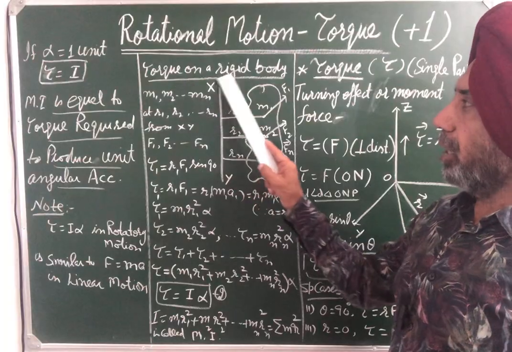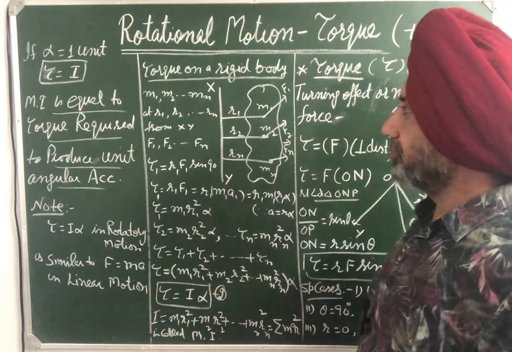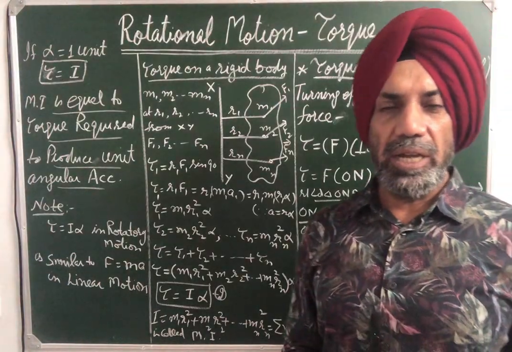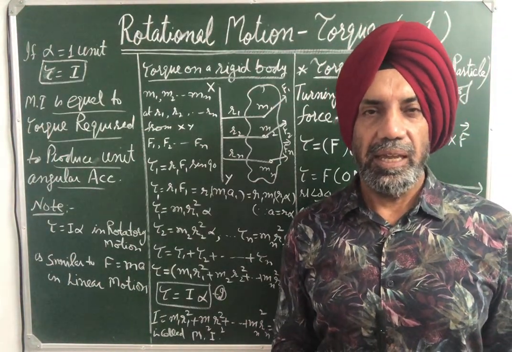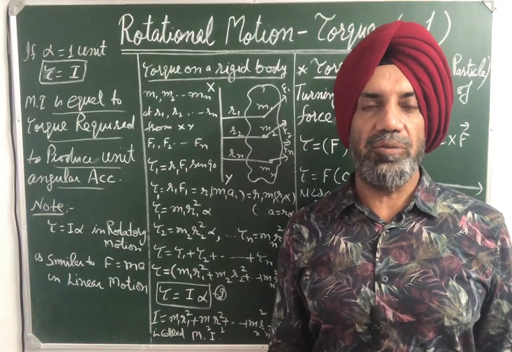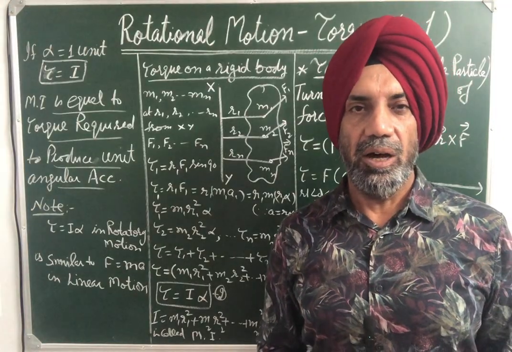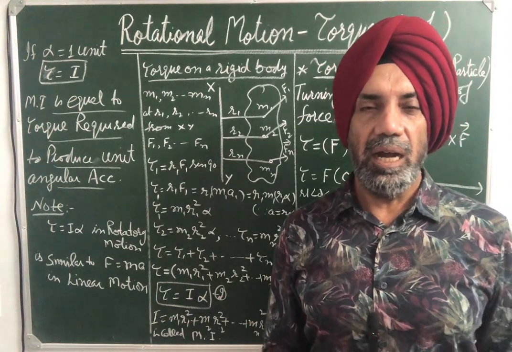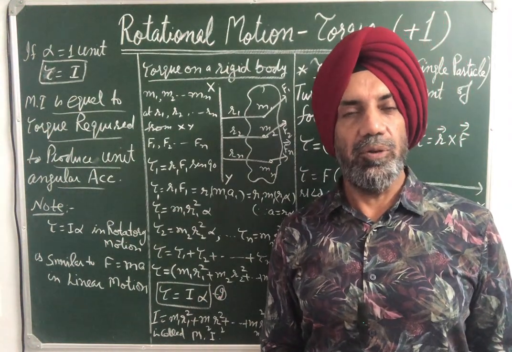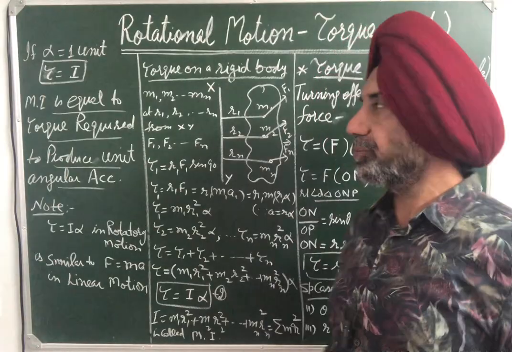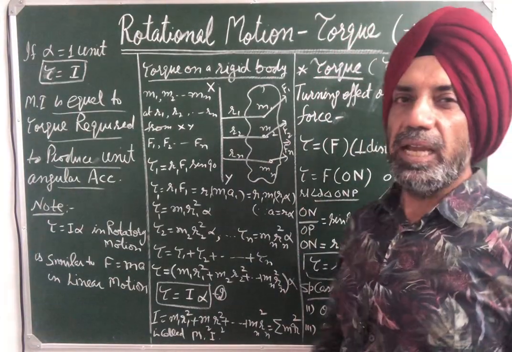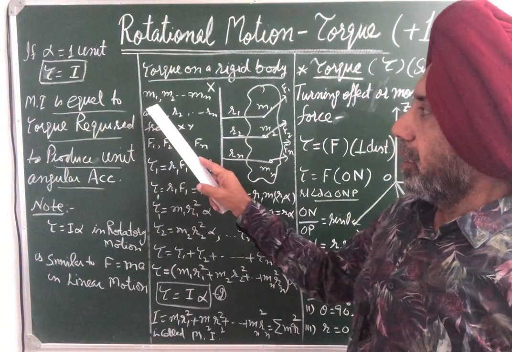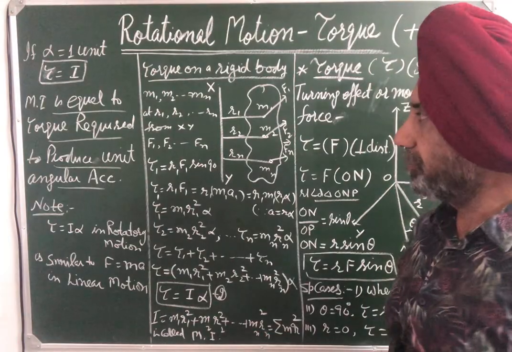Now, torque acting upon a rigid body. Suppose we have a rigid body. A body is said to be perfectly rigid if its shape doesn't change under the influence of external forces, or the distance between any two particles of the body remains fixed under the influence of external forces. But there is no such body in this universe which is perfectly rigid. There are some bodies which are nearly rigid.